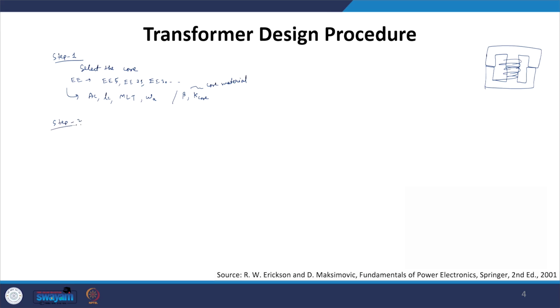In step number 2, what we will do is we will evaluate the core loss term, which is K core delta B raised to beta AC LC. Now here we will do it in terms of delta B. Still we do not know what the delta B is. We will just define this particular term with respect to delta B, because still we have not done optimization to obtain the optimal value of delta B. So we will just define our expression in terms of delta B.